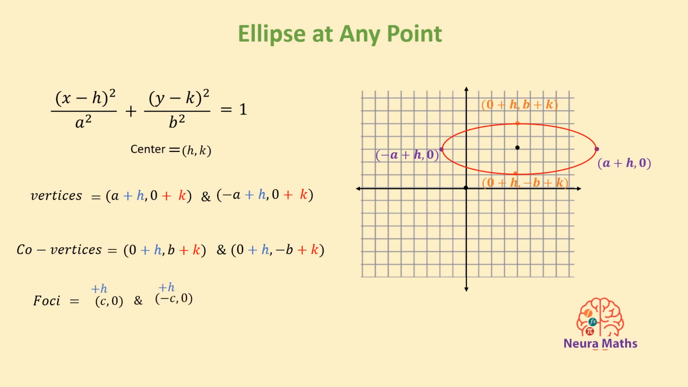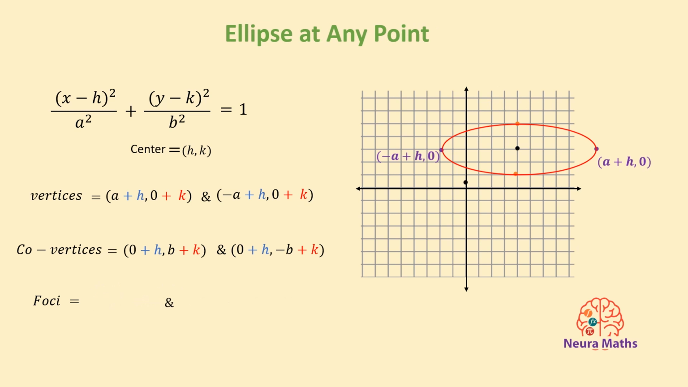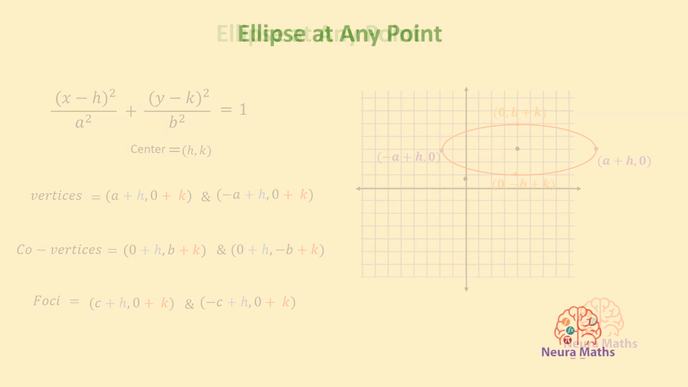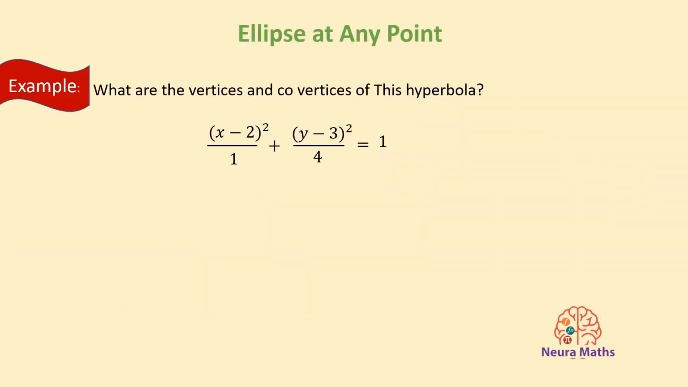To avoid memorizing too many rules, it is better to find them as if the center of the ellipse were at the origin and then translate them to the new location. Let's have a look at this example. Find the vertices and the co-vertices of this ellipse.